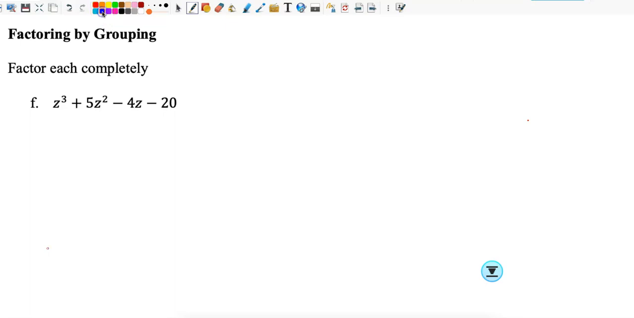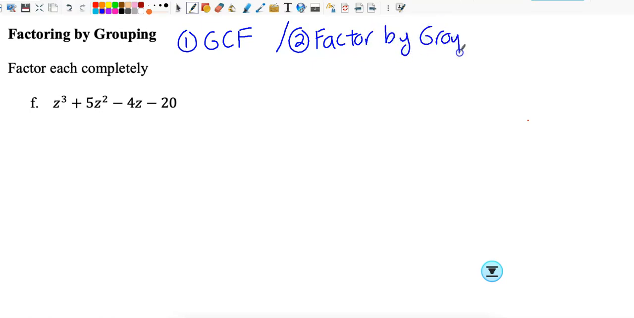So welcome to part 2 on how to factor by grouping, and we are talking about cubics. So the first thing you want to see, does it have a GCF? So is there anything in common between your 4 terms? And then if there is not, you're going to factor by grouping. So you can factor by grouping when you have 4 terms. But that is it.